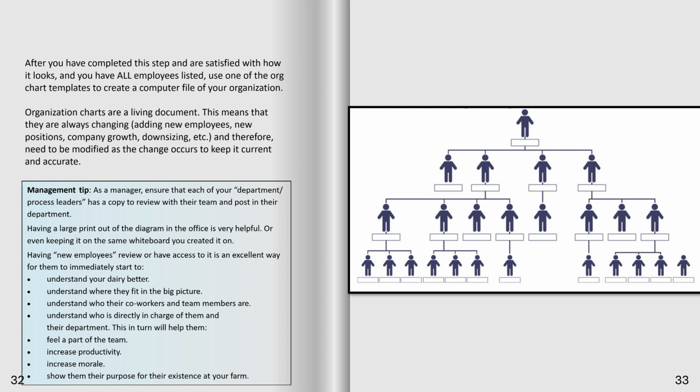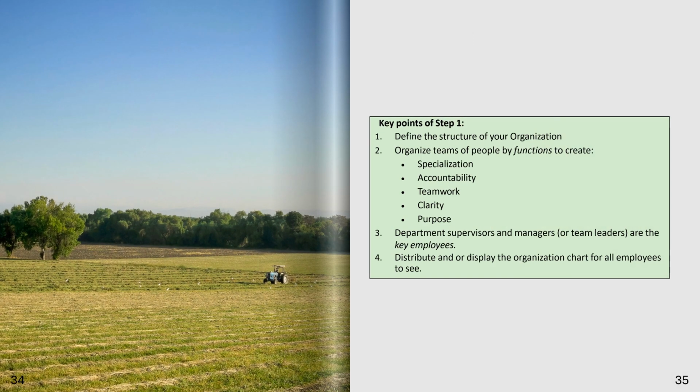Key points of Step 1. 1. Define the structure of your organization. 2. Organize teams of people by functions to create specialization, accountability, teamwork, clarity, purpose. 3. Department supervisors and managers, or team leaders, are the key employees. 4. Distribute and/or display the organization chart for all employees to see.